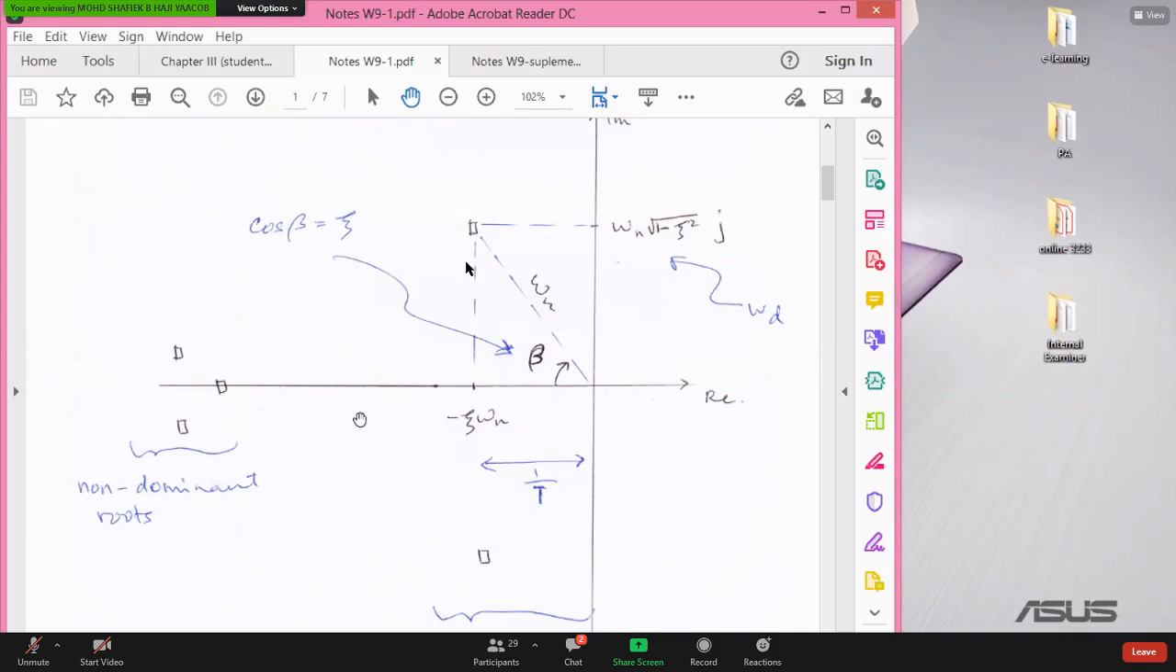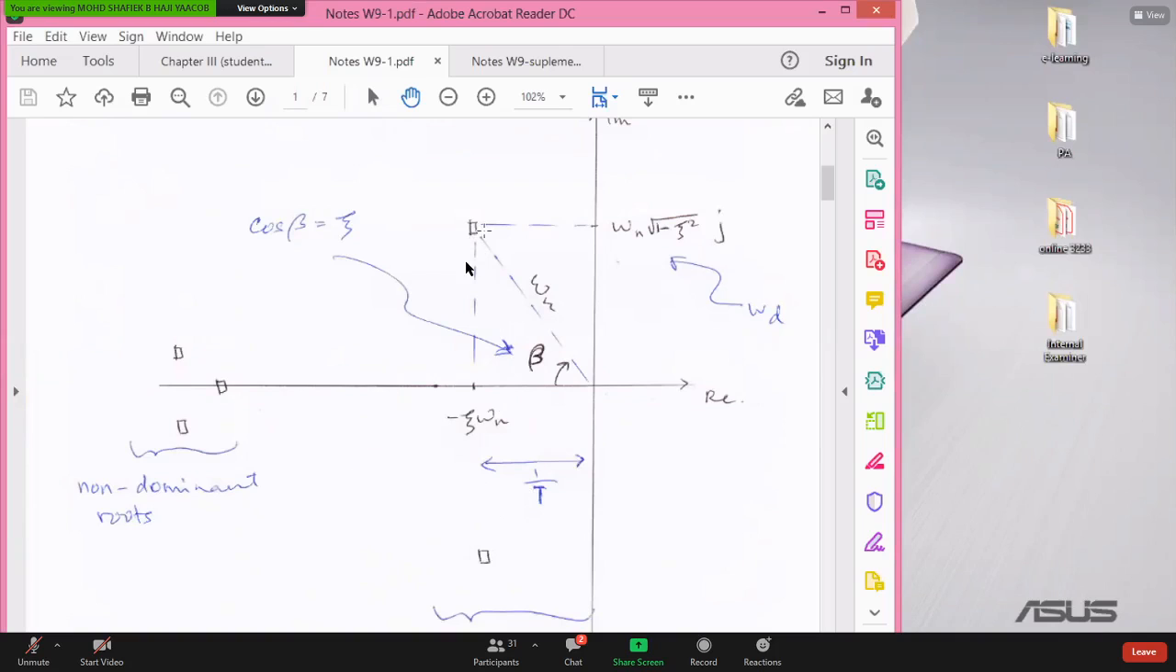The roots which are further away from the imaginary axis are called the non-dominant roots, because that root will produce a very short time constant, a very small time constant. So the response because of that term will die out quickly. So we are going to predict or approximate the behavior of the system based on the dominant roots.